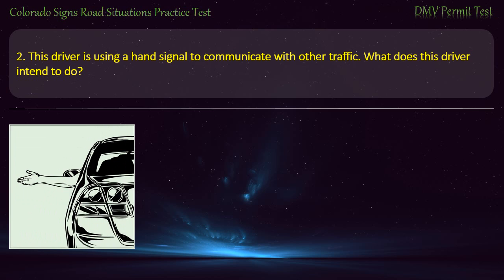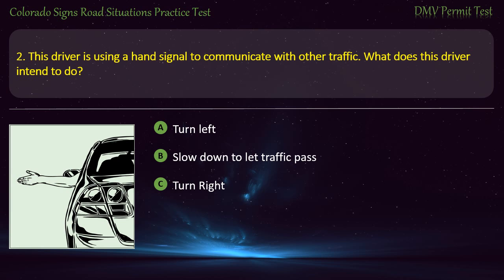Question 2. This driver is using a hand signal to communicate with other traffic. What does this driver intend to do? Turn left. Slow down to let traffic pass. Turn right. Slow down or stop. Answer. Turn left.